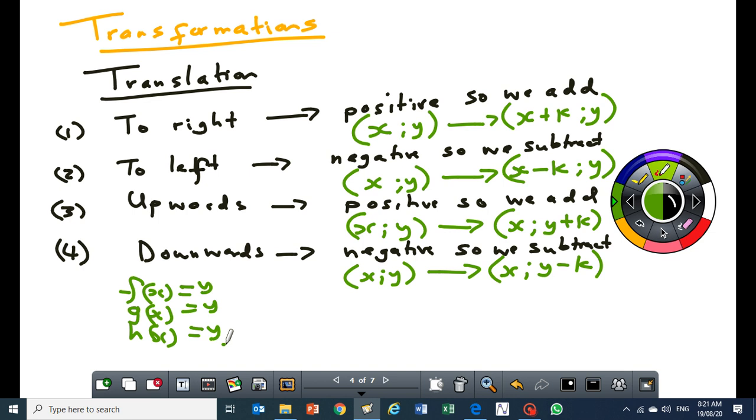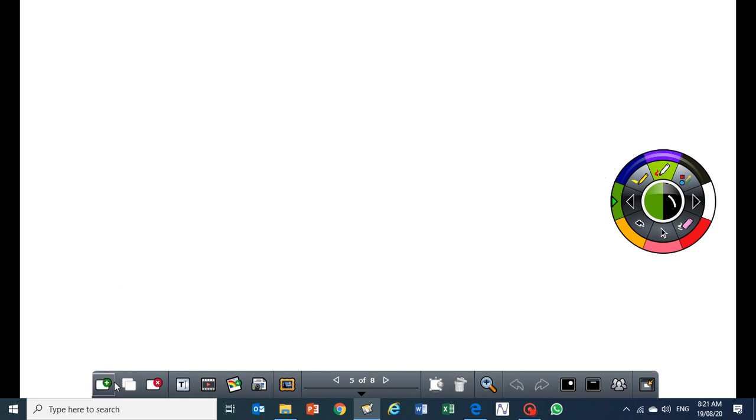All right? So make sure you know this, from now on. Okay, let's move on to reflection. Now there are two types of reflection when you are dealing with functions. There is reflection about the x-axis and there is reflection about the y-axis. Let's start with reflection about the x-axis.